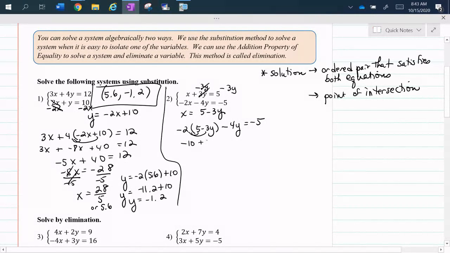So negative 10 plus 6y. Remember, watch your signs. A negative times a negative is a positive. So we're going to add our like terms now. 6y minus 4y is 2y. Add 10. 2y is equal to 5.